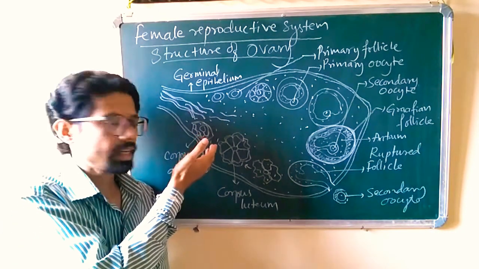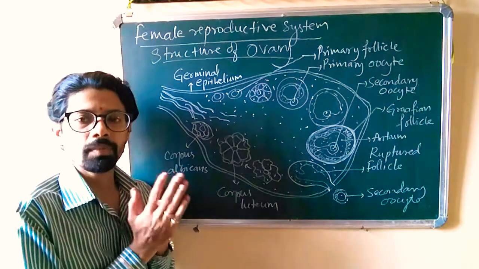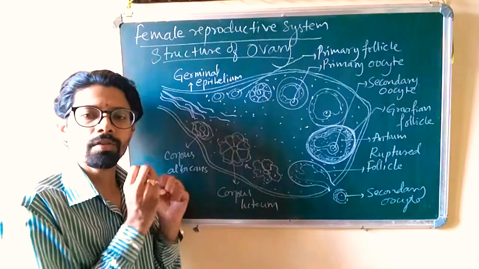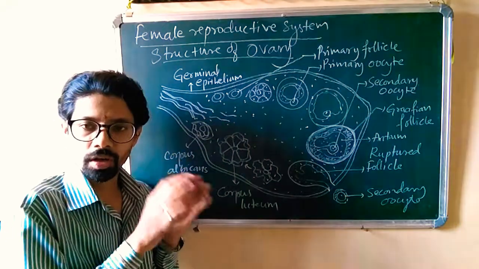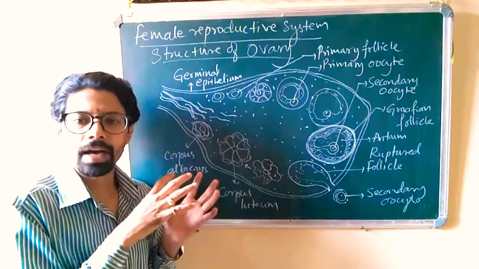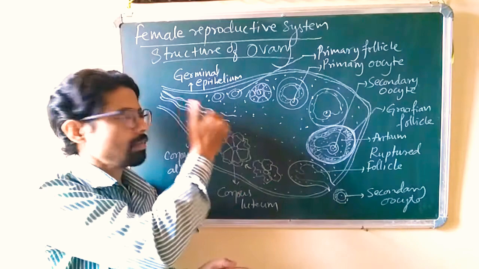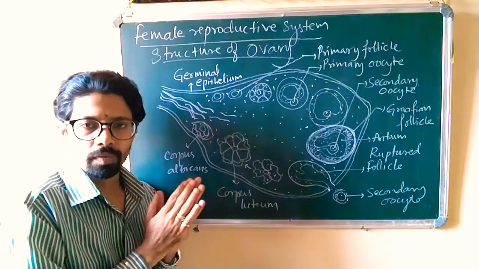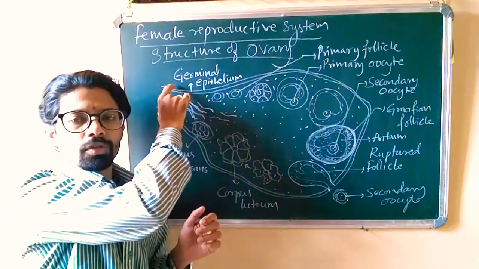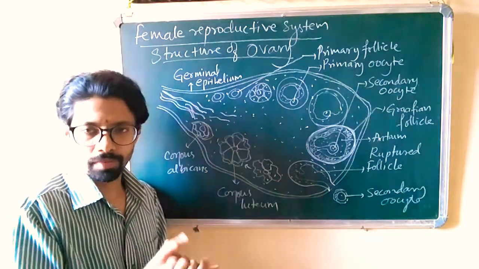On the 28th day it degenerates completely and forms the corpus albicans. Corpus albicans is the degenerated form of the corpus luteum, which is non-functional. It does not release any hormone. Then it remains as a scar. The remaining tissue you find here is connective tissue, and there are blood vessels which connect to the ovary. The ligament which connects the ovary to the wall of the uterus is called the mesovarium.